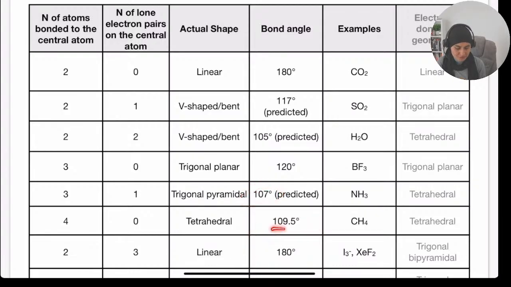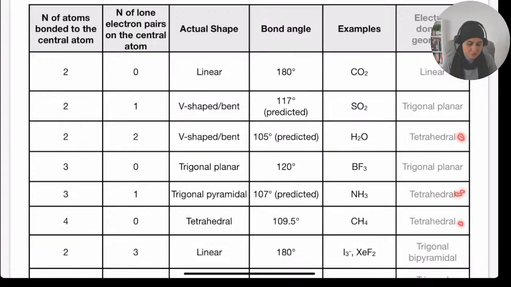You see that minus 2.5 or 2, something like that. 107. Now what happens if you substitute another bonding pair by a lone pair? So now we end up with 2, 2. And then you subtract 2.5 again, so it becomes 105 or 104.5 predicted bond angle. You see, how can you figure it out? And for all of these, the electron domain geometry is tetrahedral.